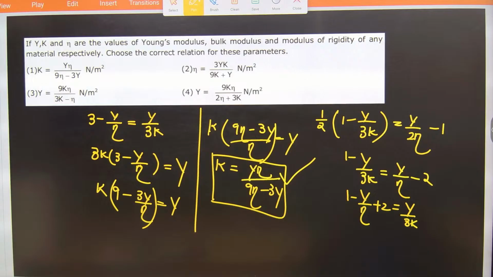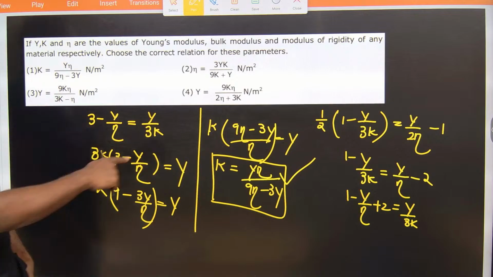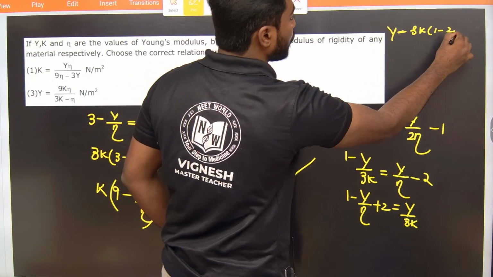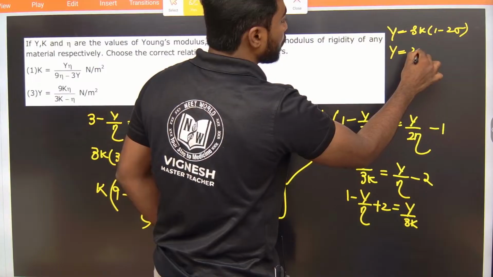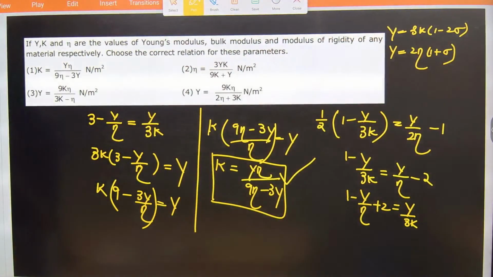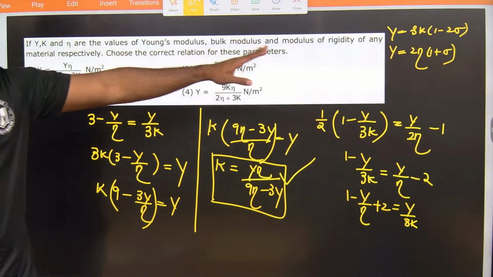If you want, you can take the screenshot also. I will give the equation here once again: y is equal to 3k into (1 minus 2 sigma) and y is equal to 2 eta into (1 plus sigma). These are the two equations, for Young's modulus, bulk modulus and modulus of rigidity.